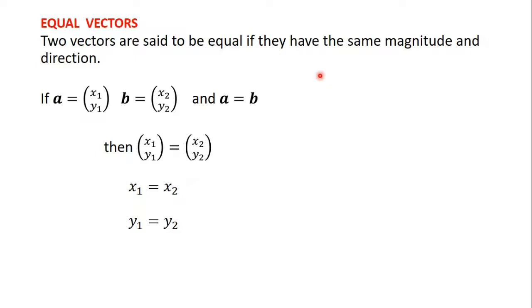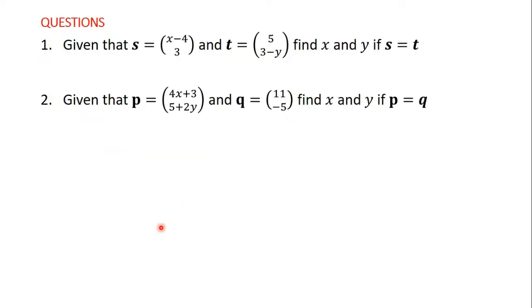You will find out more about this as the study goes on. For now, what you have to know is that if two vectors are equal, the x component of one vector is equal to the x component of the other vector. Then the y component of one vector is also equal to the y component of the other vector. Let's use this information to solve some questions.